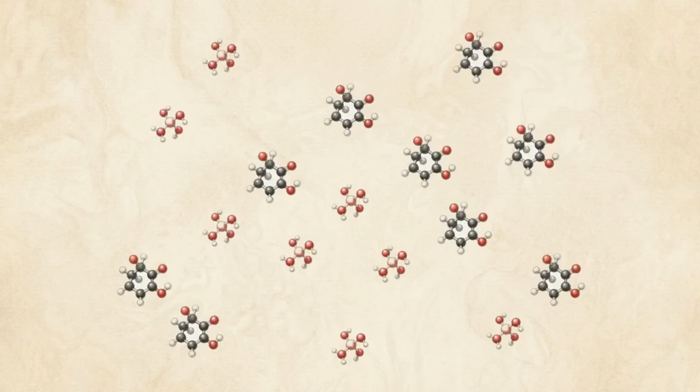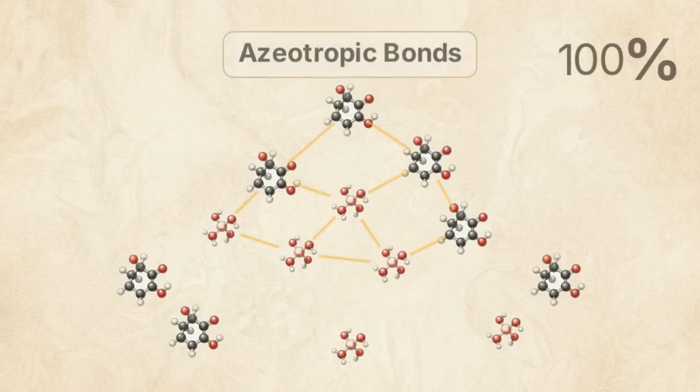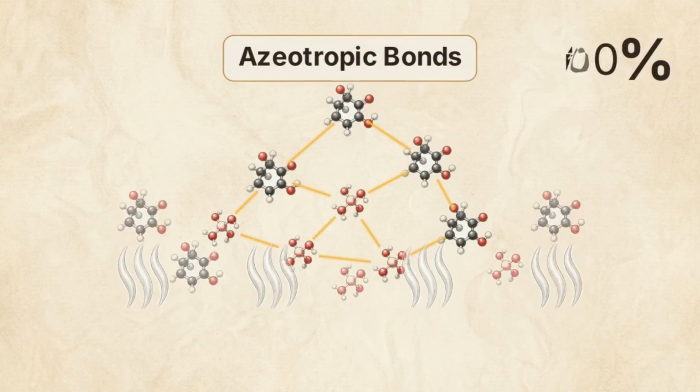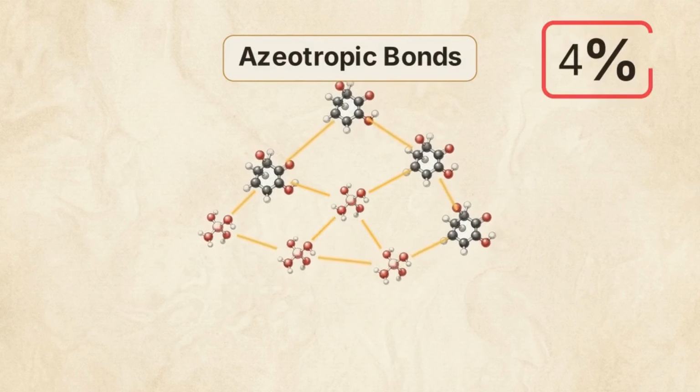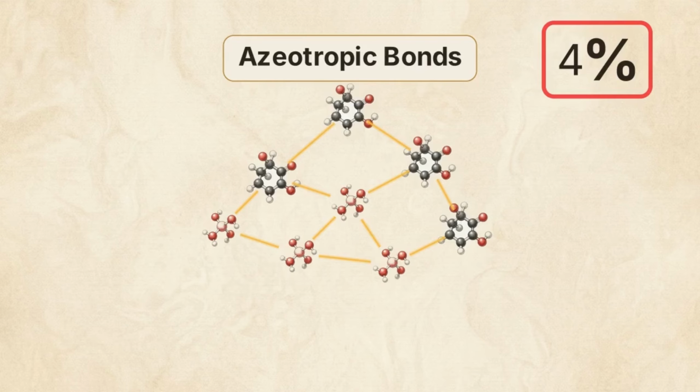While often assumed the alcohol evaporates, ethanol forms azeotropic bonds with water. Testing confirms approximately 40% of the alcohol remains trapped in the matrix.